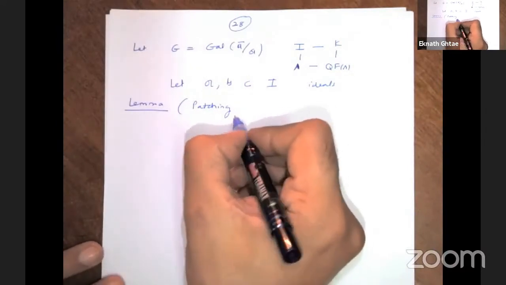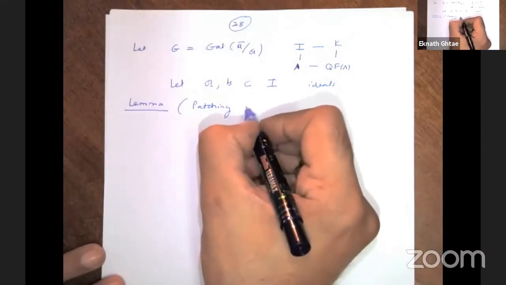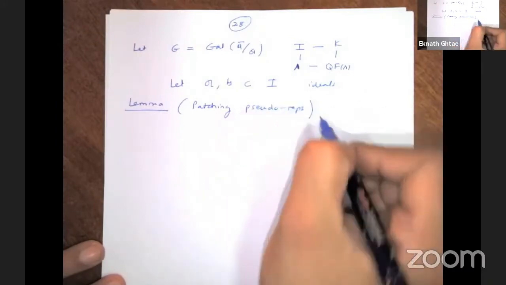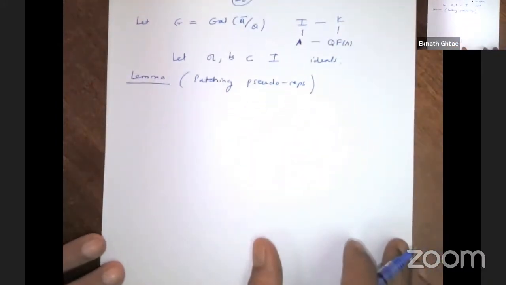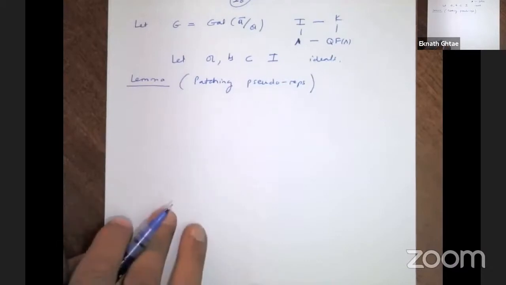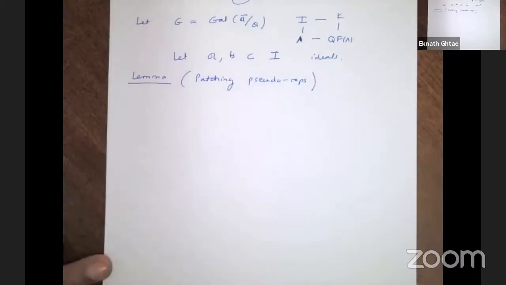Patching two pseudo representations. All these things are due to Wiles. There are many more results on pseudo representations now. For example, you can generalize to GL_n, and there are alternative definitions, and it's a whole mini cottage industry. And it's an important tool in the theory of Galois representations.